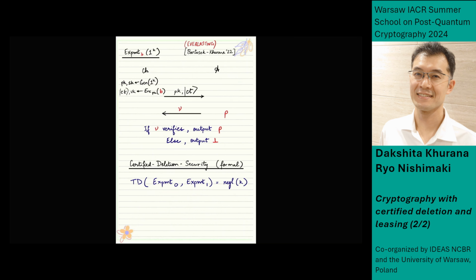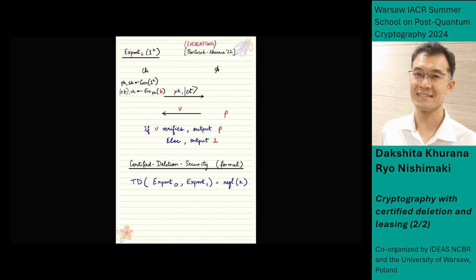Here is a more formal security definition. We consider this security experiment. The left-hand side is the challenger, A is the adversary. The challenger generates the key pair, public key PK and secret decryption key SK. In this experiment, B is fixed. We generate the ciphertext of bit B by using the public key PK, and we send the public key and ciphertext to the adversary.